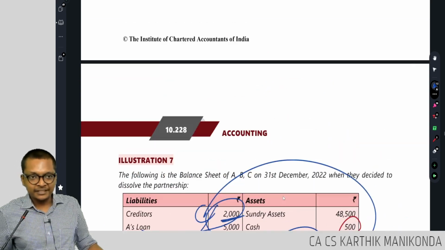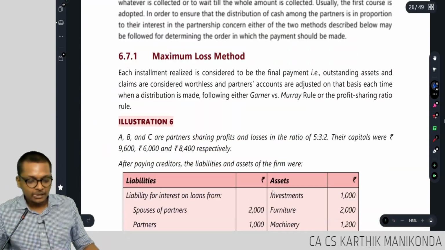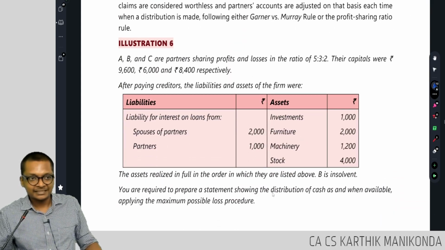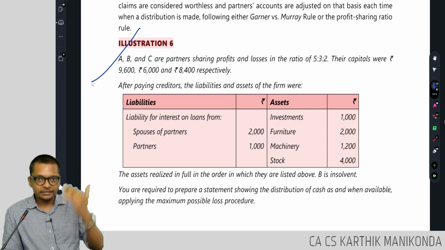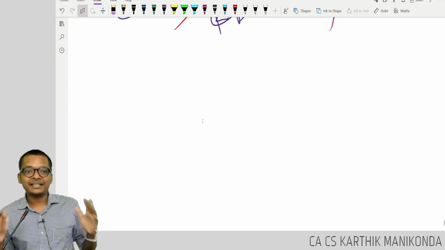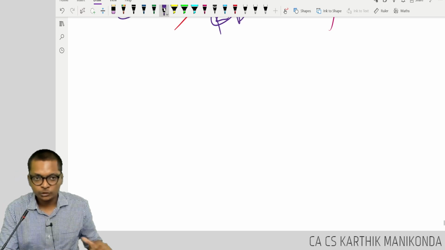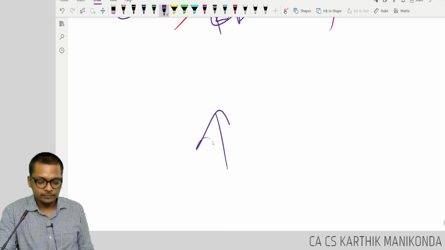This is illustration 7. Exactly the same thing they have done like this, guys, in the study material, in illustration number 6. Same thing, you will try question 6 as practice at your end later. With a similar method, you will get the answer. With this, we are done with the maximum loss method. Hoping you have understood. In the next part, separate 1 hour, we will do the relative capital method. Thank you.